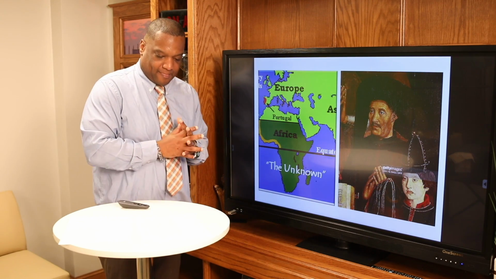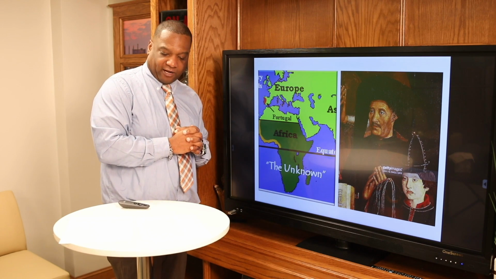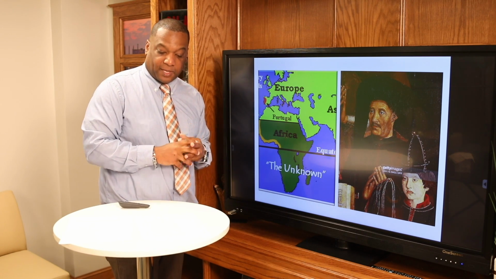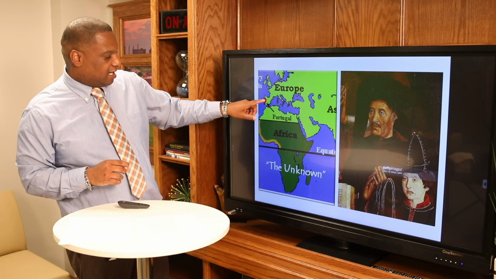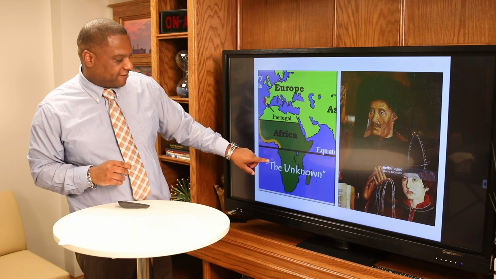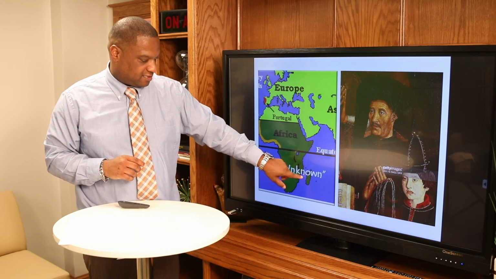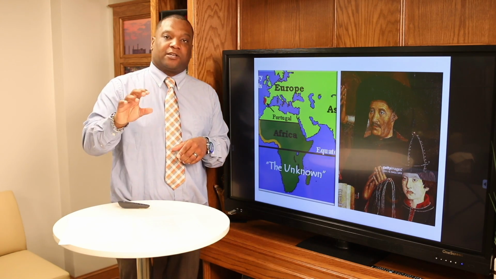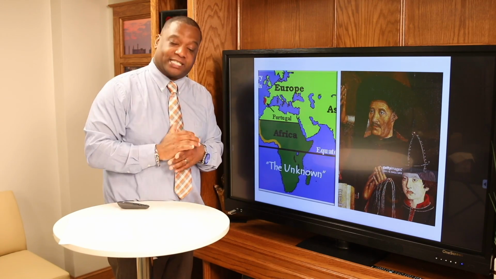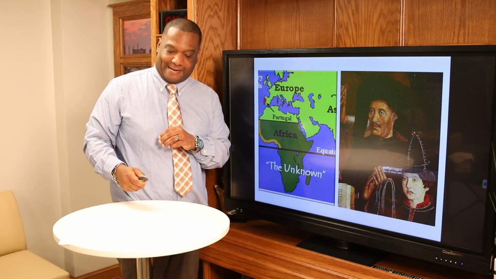Prince Henry, the Navigator, organized voyages along the coast of Africa seeking a water route to Asia. Along that route, he would set up these different forts. So it was the Europeans, we're going to say it's the Portuguese, that actually started the slave trade.